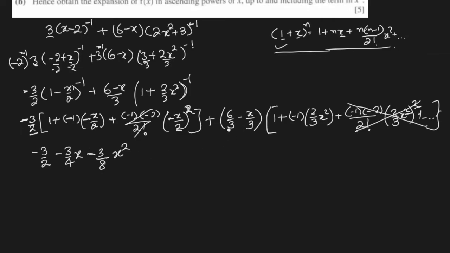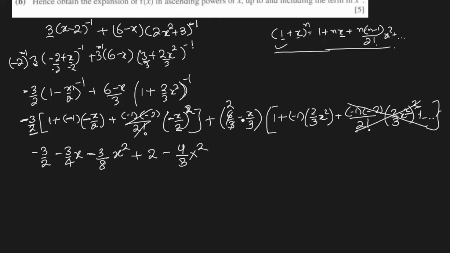Okay. Now 6 over 3 is 2. So plus 2 times 1 is 2. Minus 1 times 2 will be minus 2 times 2 third. Okay, 4. Minus 4 over 3. Yeah. X square.